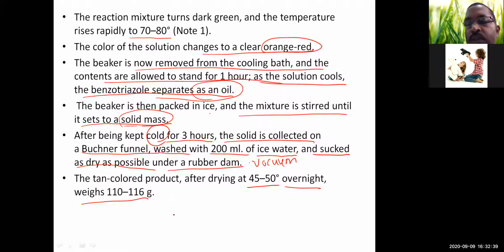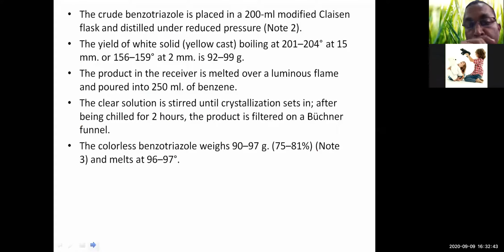So if you have started with 108 grams of the substance, the crude benzotriazole is placed in a 200 ml modified Claisen flask and distilled under reduced pressure. The yield of white to yellow solid, boiling at 201 to 204 degrees at 15 mm of Hg, or 156 to 159 at 2 mm of Hg, is 94 to 99 grams.